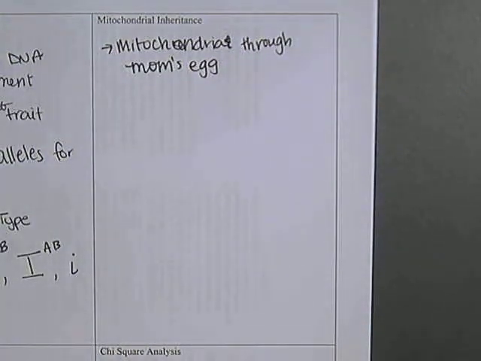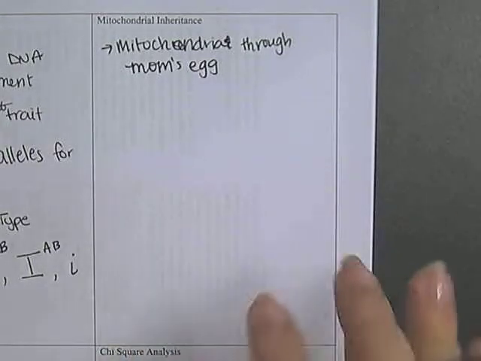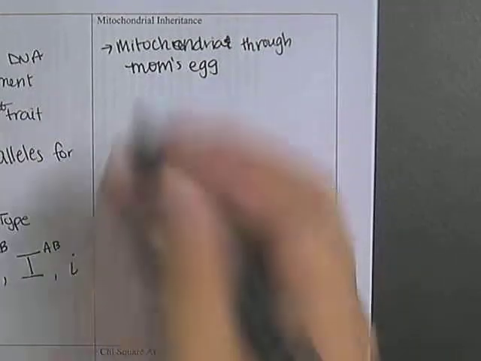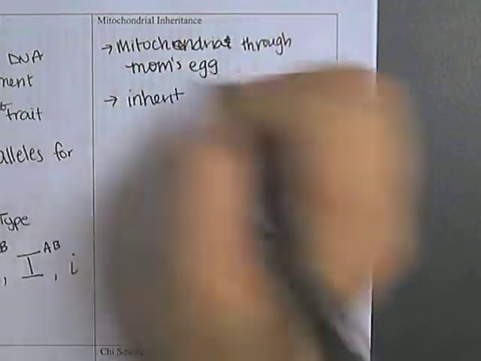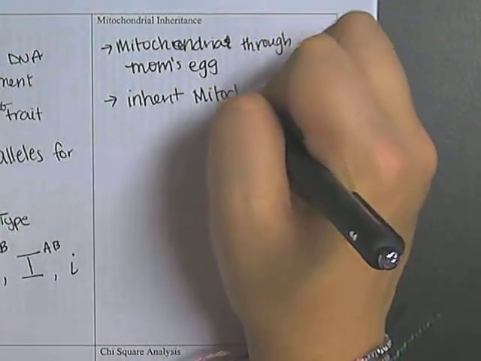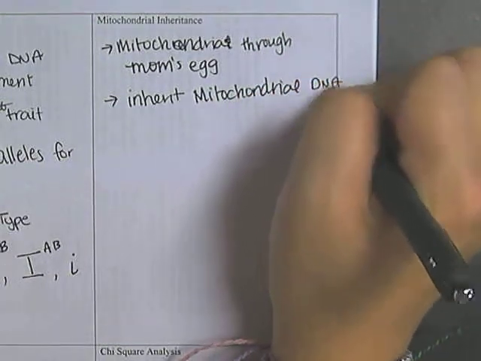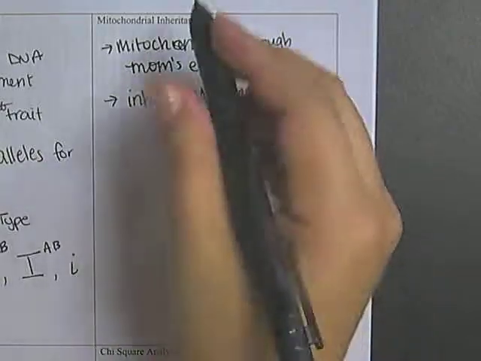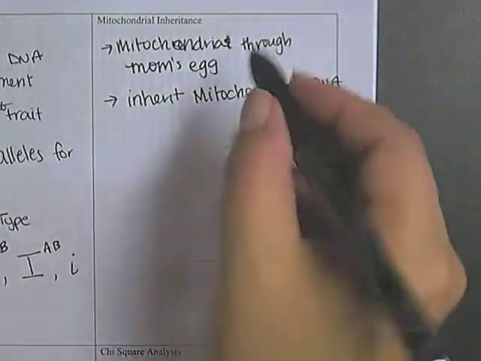And therefore, when you follow these inheritance patterns, it's going to be much different than normal Mendelian genetics and Punnett squares, especially with those pedigrees. So you inherit any mitochondrial DNA directly from your mother. Remember that the mitochondria have their own DNA. It's circular, it's a single chromosome, doesn't have histones.